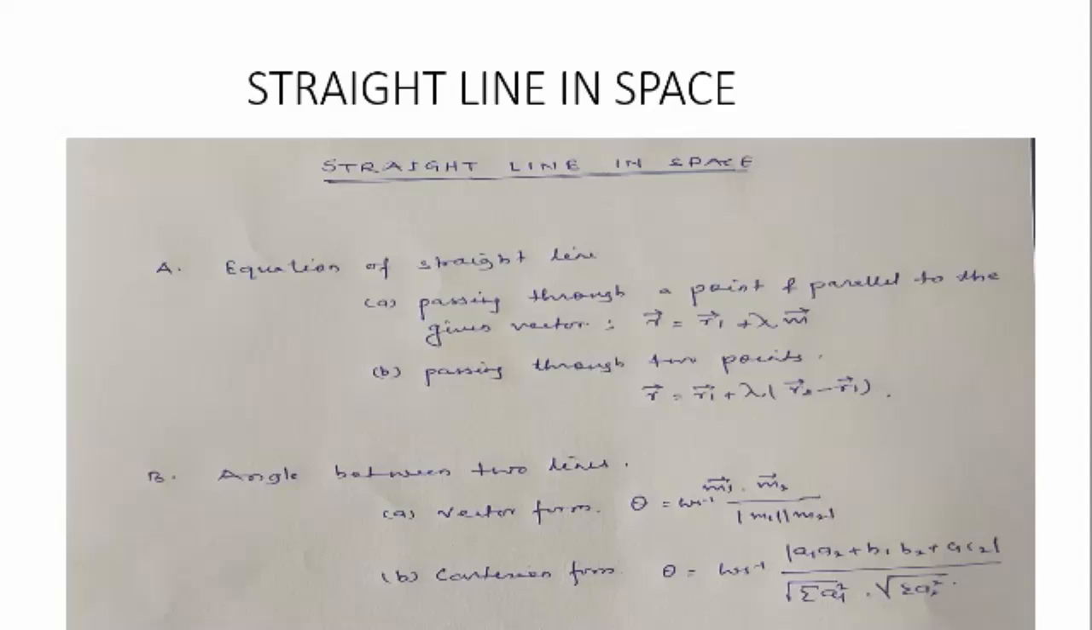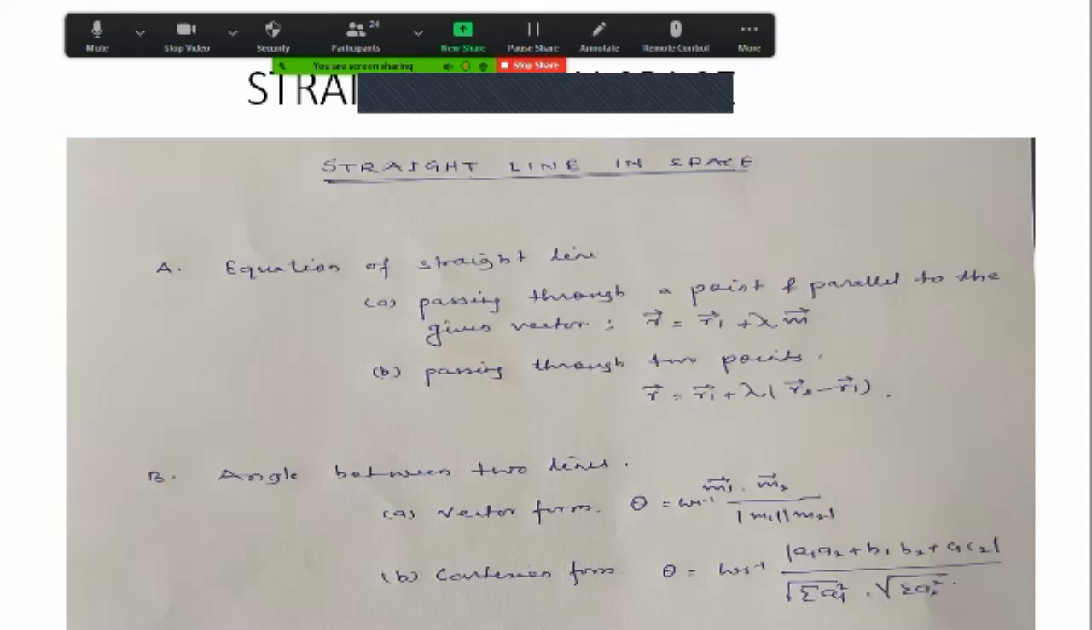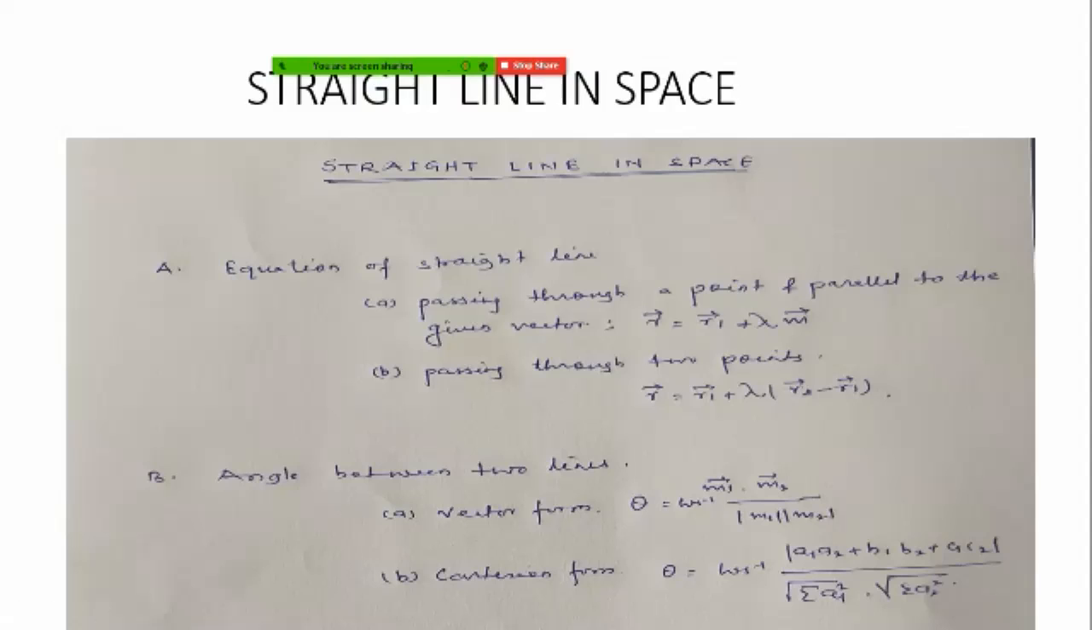After this, we will check the angles between two lines, in the vector form and the Cartesian form. The angle between the two lines we can derive with the help of the dot product of the two vectors, that is theta equals cos inverse of m1 vector dot m2 vector by modulus of m1 and m2. It can be converted into the Cartesian form by expressing it in terms of the three directional vectors, that is cos inverse of a1 a2 plus b1 b2 plus c1 c2, divided by the modulus of vector m1 and modulus of vector m2.